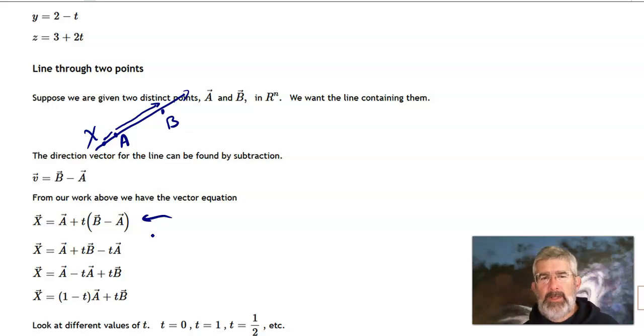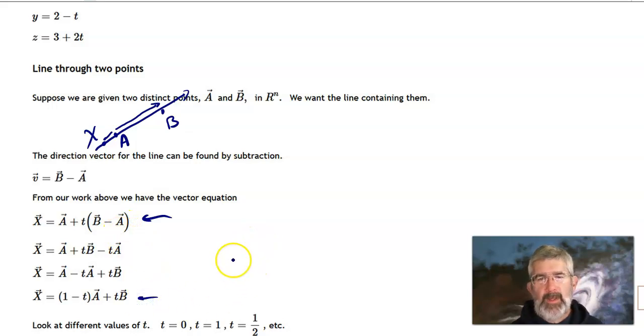I want to rewrite it because this is an interesting result. So I'm going to first of all distribute the T across that subtraction. I'm then going to reorder some things. Addition is commutative, so we can do that. So I'm going to move this over here. And then from this, I'm going to factor the A out, and I've got 1 minus T times A plus T times B. This is a really interesting form if you're given the 2 points, right? The 2 points that the line goes through are A and B. I can see both of them in this equation. And then if I multiply one of them by 1 minus T and one of them by T, that's the same thing as what we had up here.